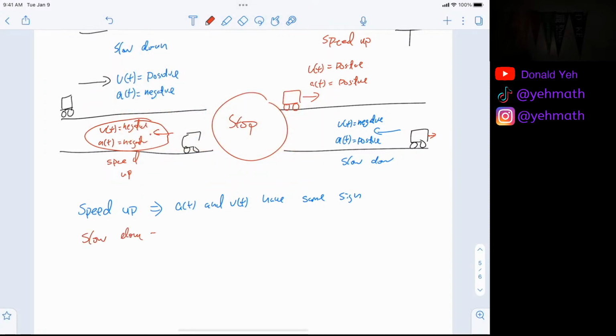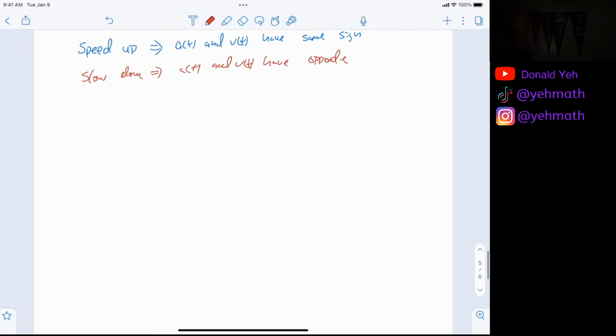Slowing down is when A of t and v of t have opposite sign. And only if you have opposite sign, you can slow it down. But I can go both negative direction, I can go both positive direction, and that's speeding up. Does that make sense? So that's the first understanding. Before I go over the homework, because one homework question kind of needs this, I think it's question 8. But I want you to do them, see if you can get it.